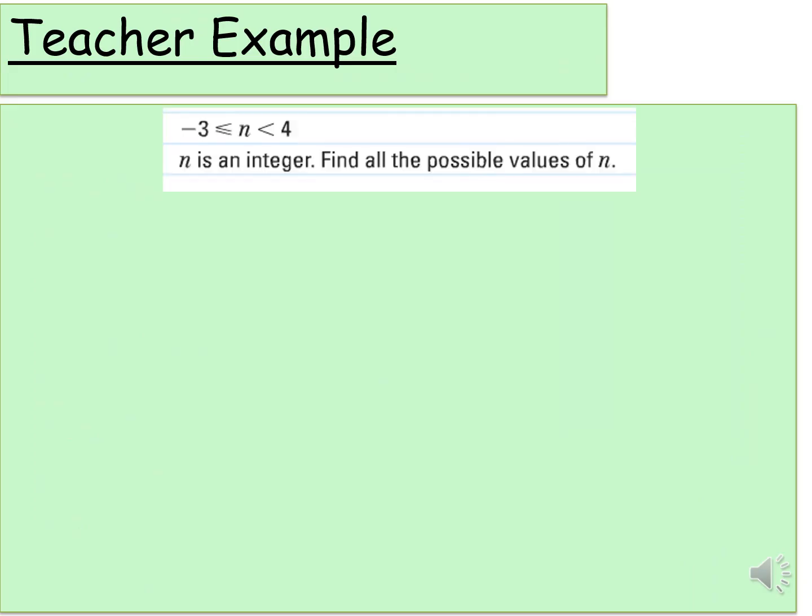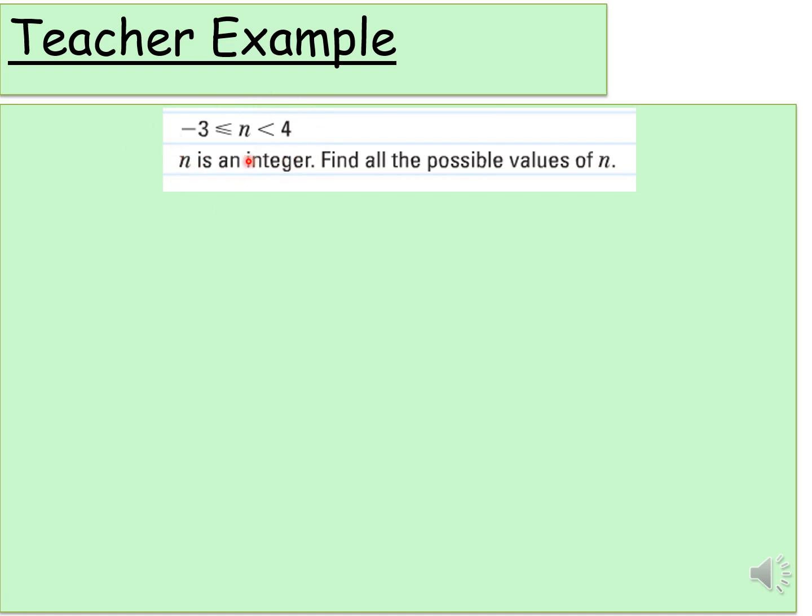Okay, so you see a question like that, you see an inequality, and then the question tells you n is an integer. Integer means a whole number, like 2, 3, 4, 5. What is not an integer is something like 3.5. 3.5 is not an integer. Find all the possible values. So what are the possible values for this inequality?